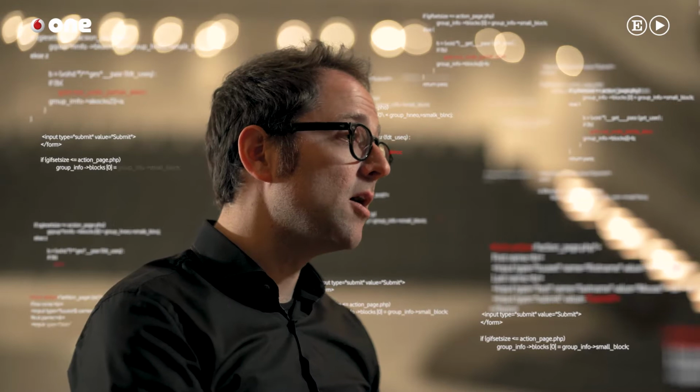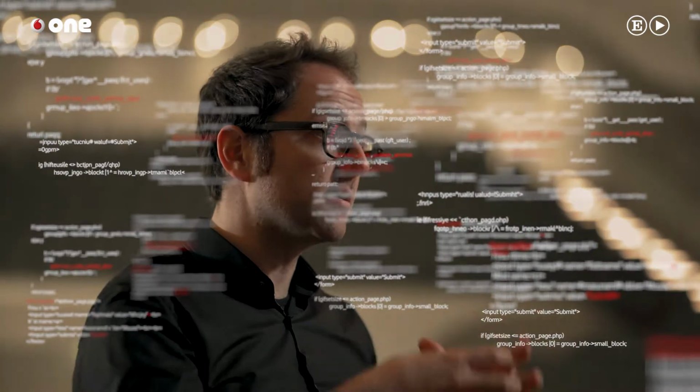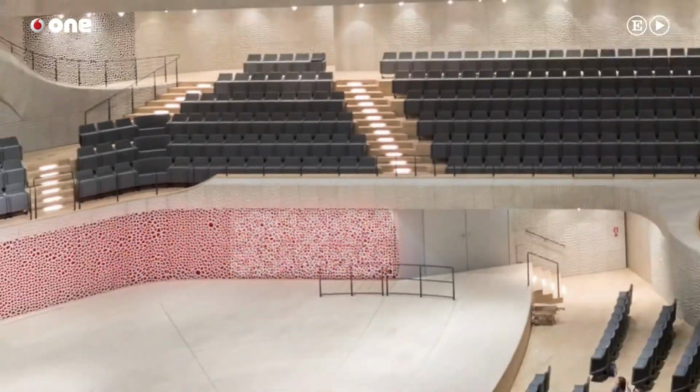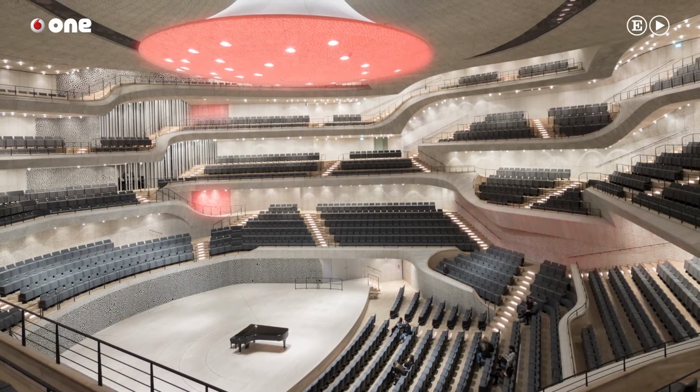The digital part involved writing a custom software program of about 20,000 lines of code to generate about 1 million unique acoustic cells, which cover the entire wall and ceiling surfaces of the hall. The program also allowed for the planning of 10,000 unique acoustic panels.